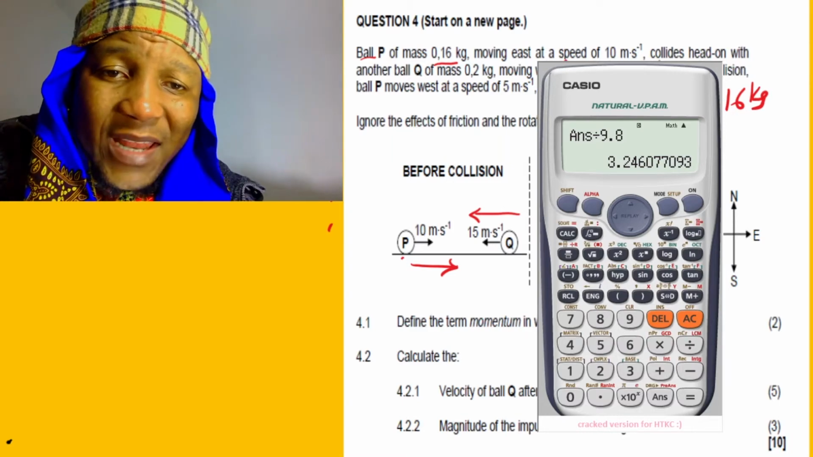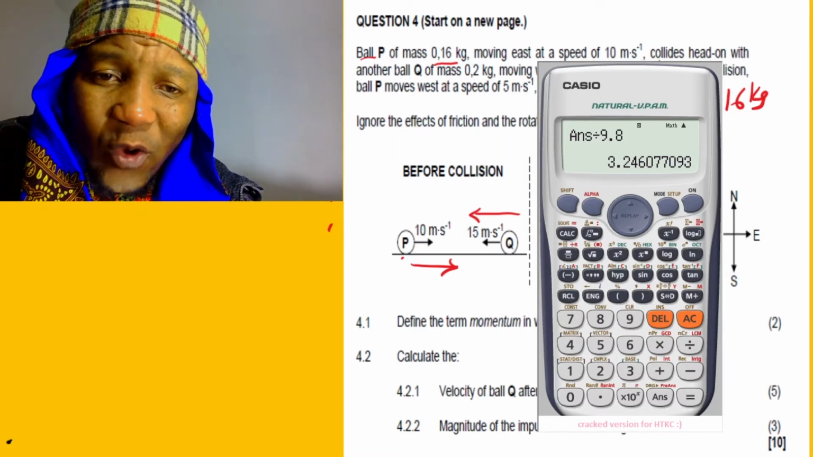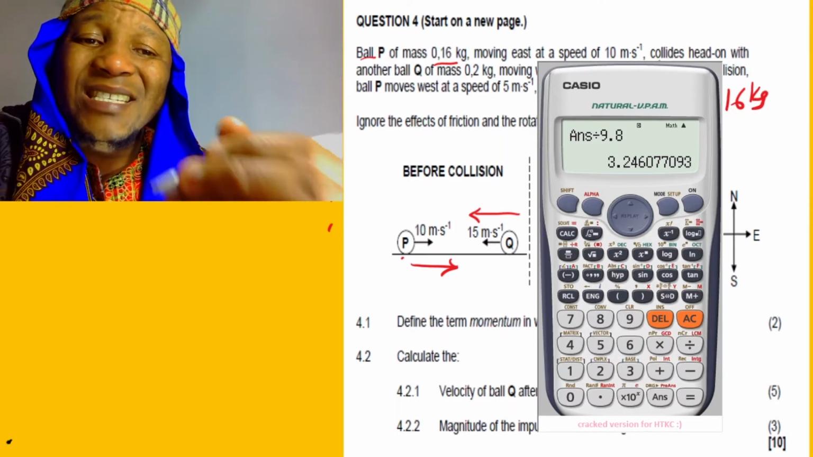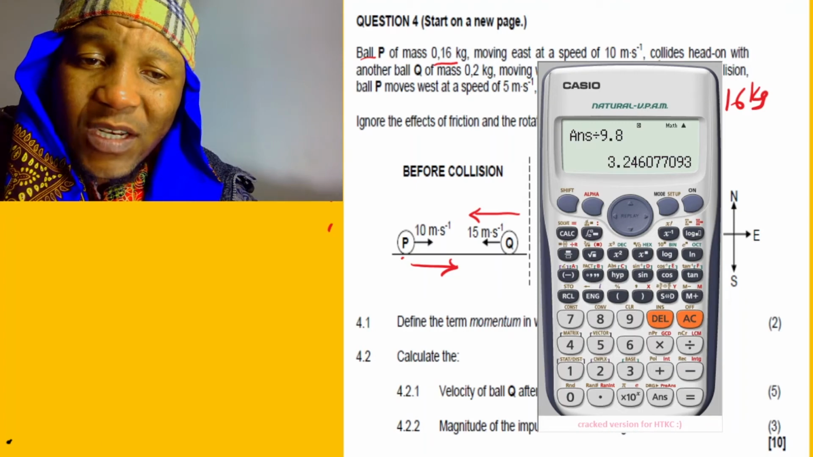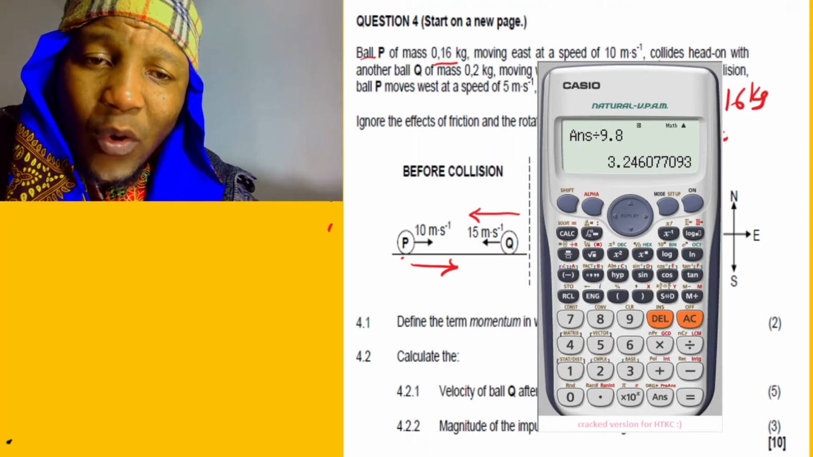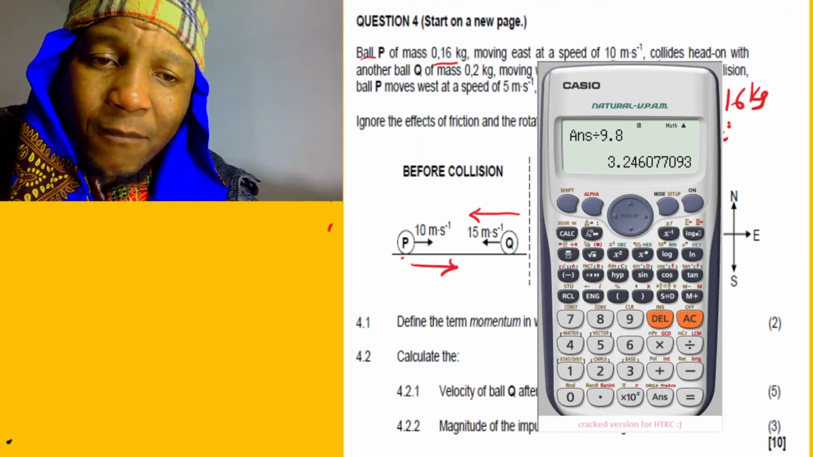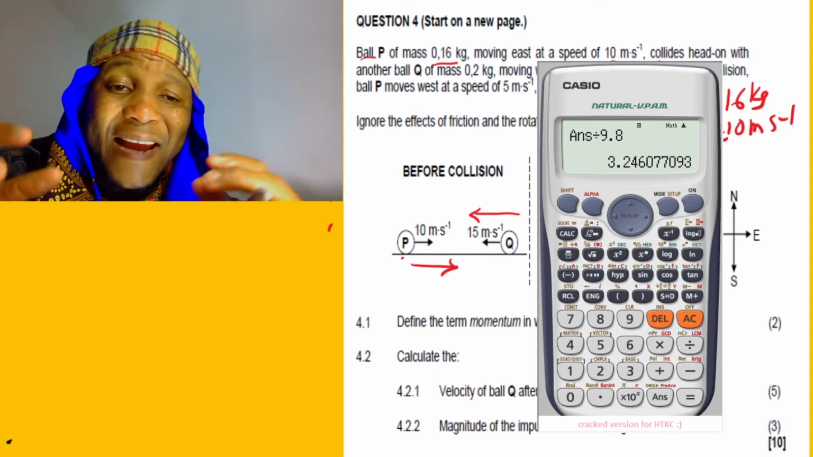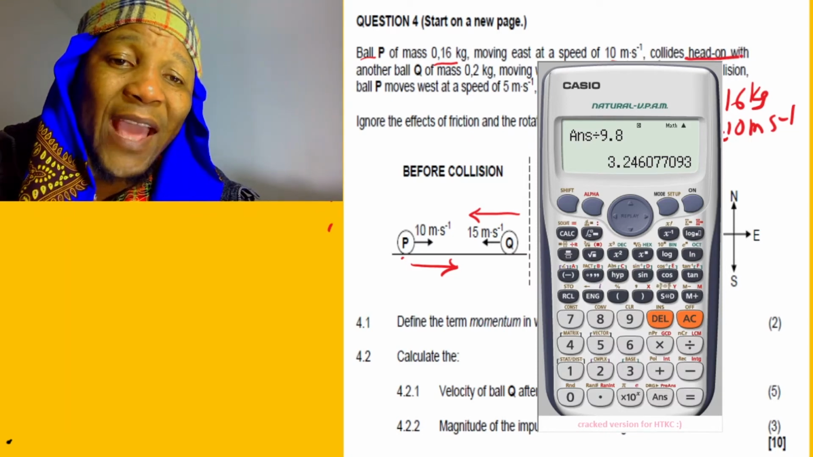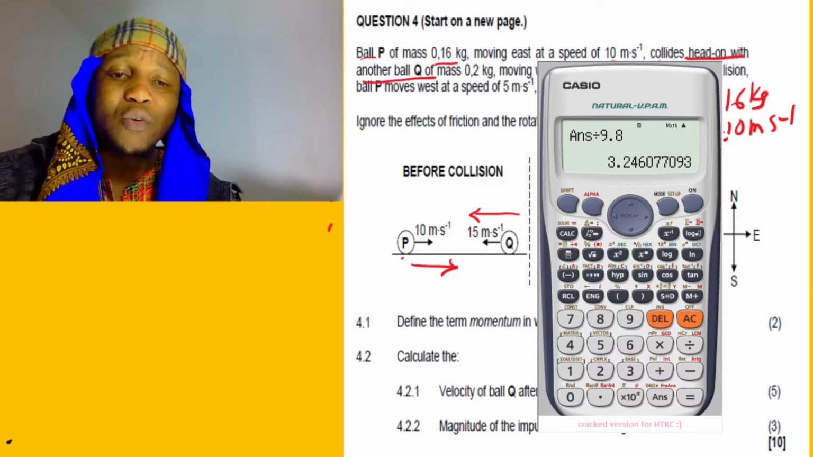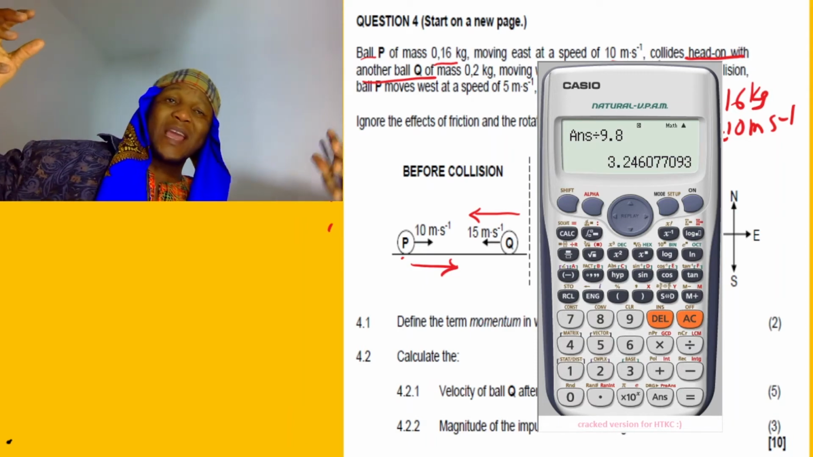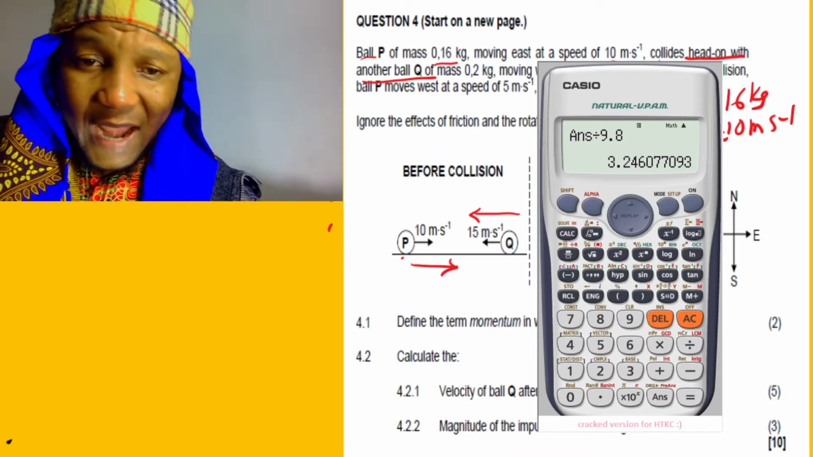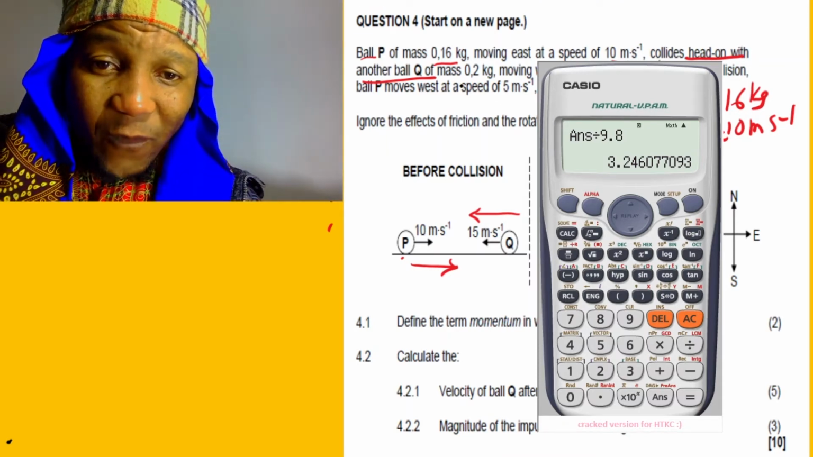So with the speed, we have an initial velocity, because it is moving with a speed of 10. Initially means the velocity it started with. So what is the initial velocity of P? It is 10 meters per second. And they say it collides head on with another ball Q. So P is coming this way, and Q is coming this way. Boom, they hit each other.